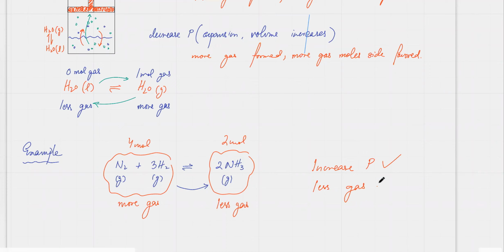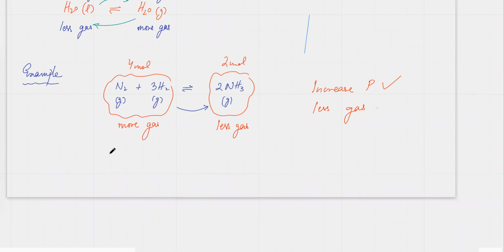Vice versa, अगर मैं डिक्रीज करता ना प्रेशर तो more gas बनती, तो backward जाता, more gas would be formed in the backward reaction. So is this clear? Yes sir. अच्छा, इसी तरह एक और क्वेश्चन कर लो कि एक और एग्जांपल कर लेते हैं कि I've got 2H2 gas plus O2 also gas, and it's in equilibrium with water which is also in gaseous state.